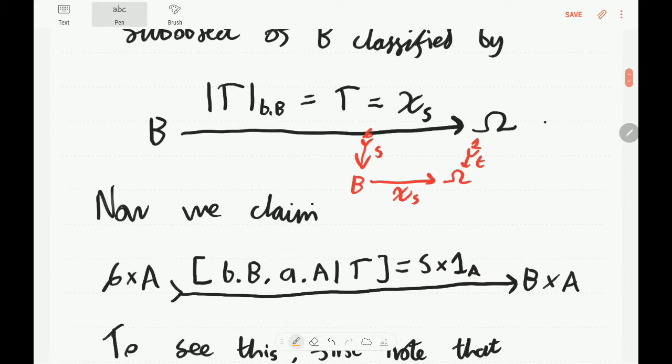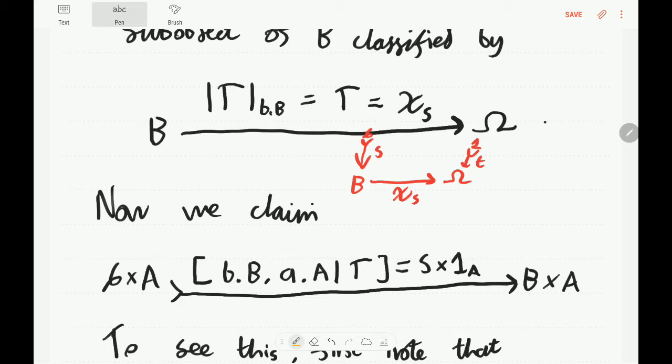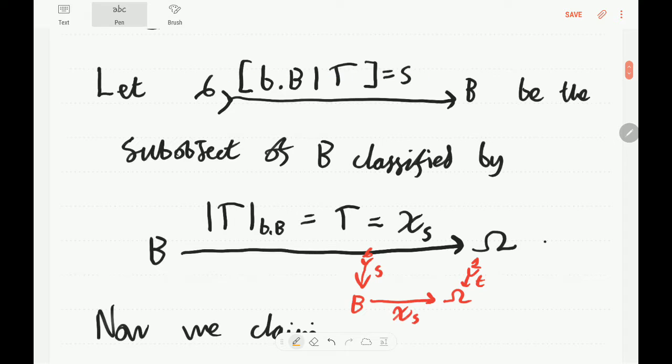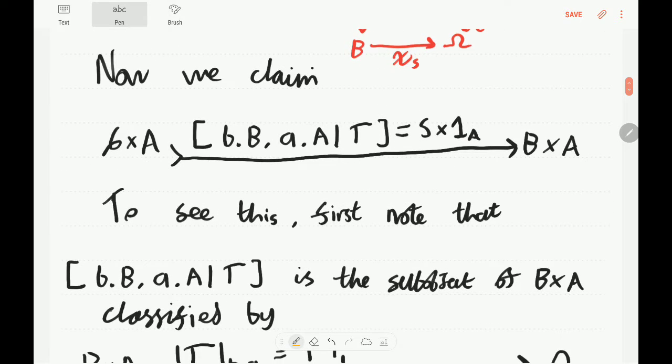But anyway, first we want to actually prove that this is a legitimate object. So I claim that if we take this S defined here, and we times it by the identity of A, we get a monic, okay? So this is going to be a monic. It's going to be a sub-object of B times A. It's going to be a monic from zeta times A to B times A, S times 1A. Okay, so how do we know that this is monic?